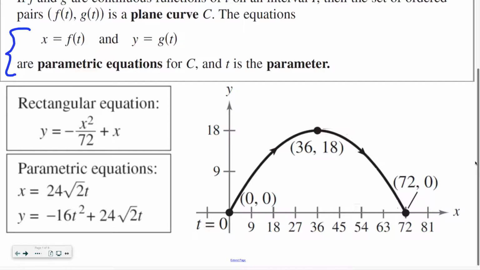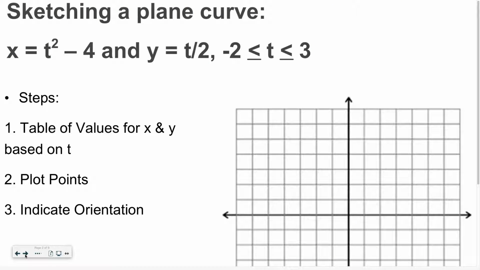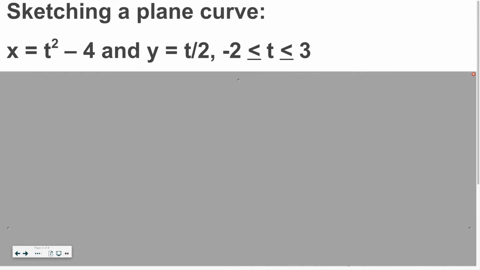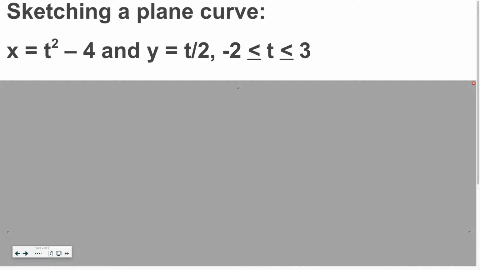Okay, so let's just start with some basics. What I'd like you to go ahead and do is write down this set of parametric equations. X equals t squared minus 4 and y equals t over 2. Okay? And then I've given you that I want this curve to be graphed only from negative 2 to 3.